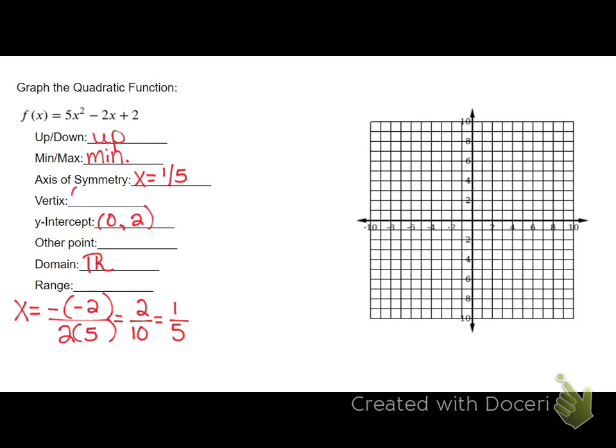So in our vertex, I now have the x value, which is 1/5. So now I'm ready to find my y value. How do I find my y value again? We did it on the very first one. Substitute the x. Yeah, we're going to substitute. So every time I see that x, what do I substitute in for it? 1/5. So f of x equals 5.